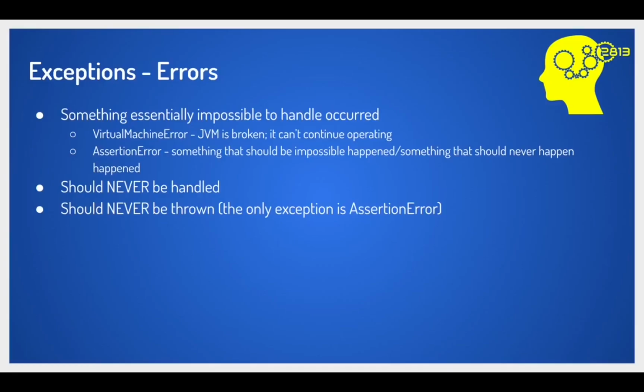And then next up are errors. Errors are for something that you can't really handle. Some examples are virtual machine error, where the JVM is broken and can't continue operating, which you can't really handle. And then assertion error is when something should be impossible, but it still happened, or something happened that shouldn't have happened. All types of errors should never be handled, and the only error you should ever throw is assertion error, when you're saying, hey, this code should never get called, but just in case, here's an assertion error.